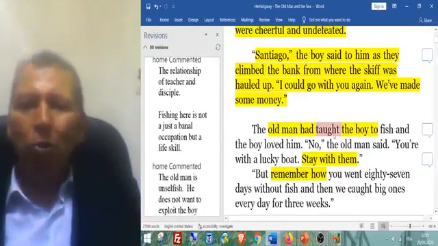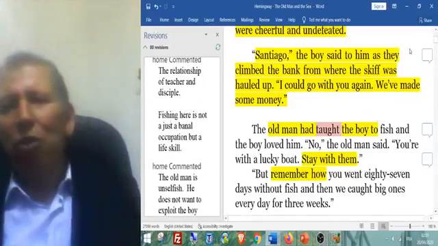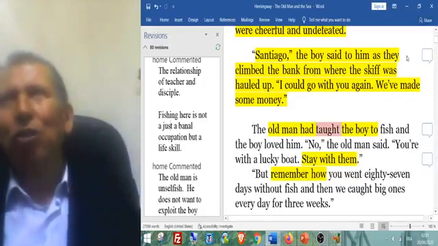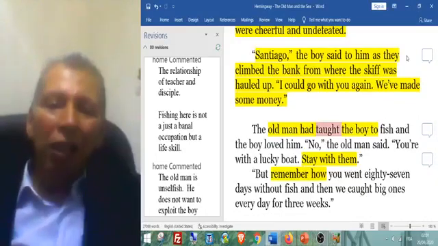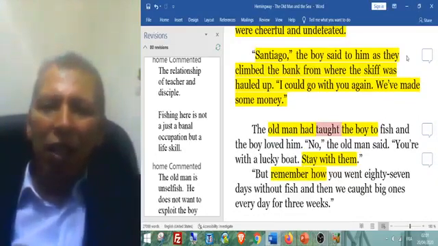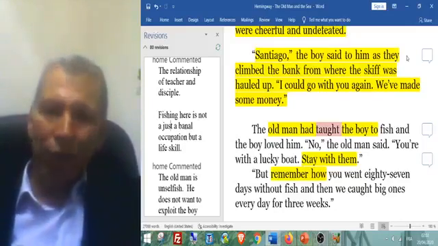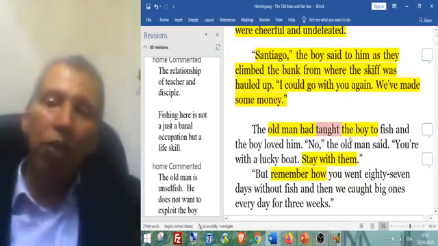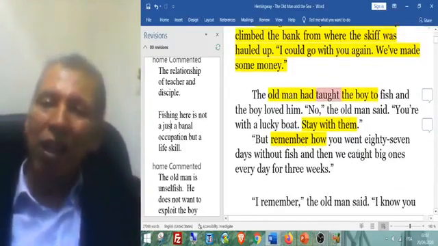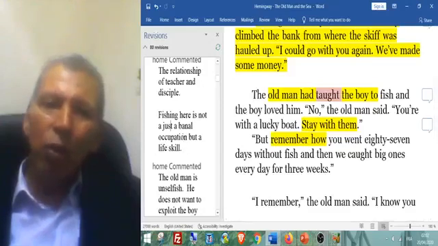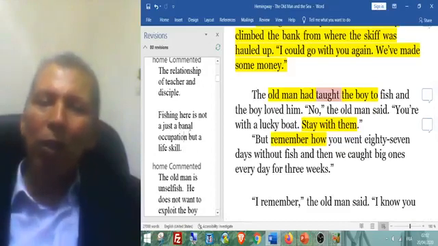He had taught him how to fish, and we should notice here that fishing is not meant to be just a banal activity, but a way of life. Fishing is a way of life. Fishing is getting one's own livelihood from the sea. It's working hard to survive. So it's not a banal occupation, but a life skill. Fishing is a life skill.